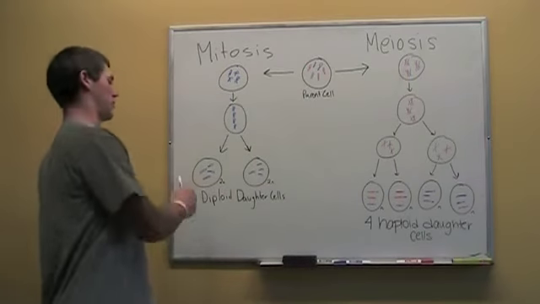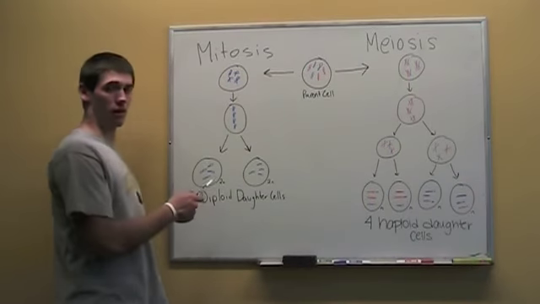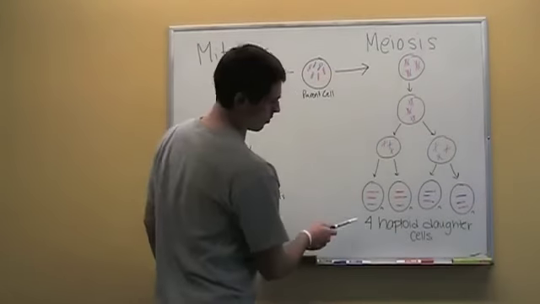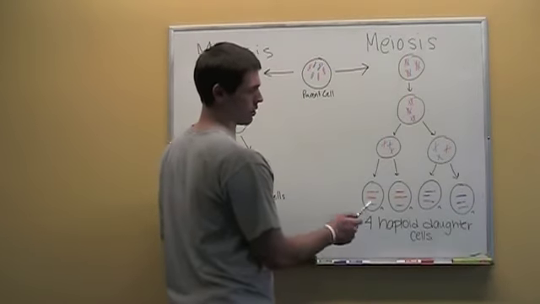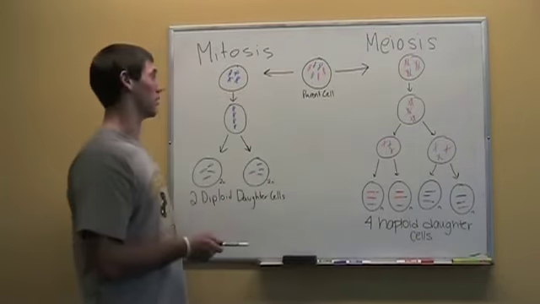In conclusion, mitosis creates two diploid daughter cells, which are each genetically identical to each other and the original parent cell, while meiosis creates four haploid daughter cells, which are each genetically different from the parent and from each other.